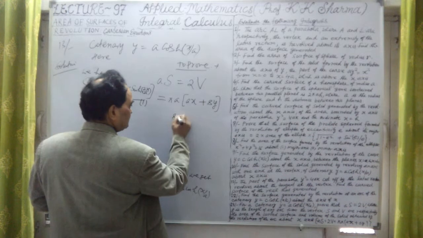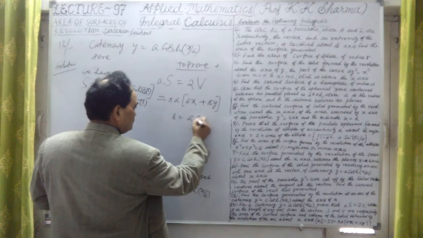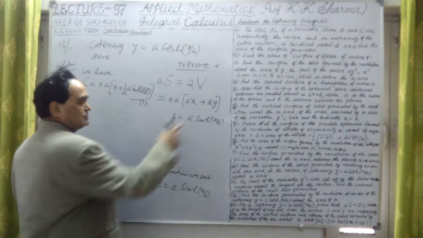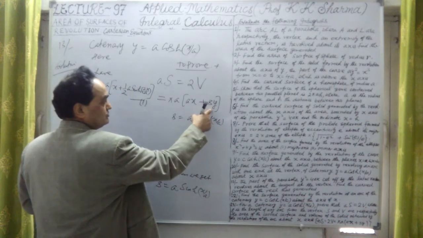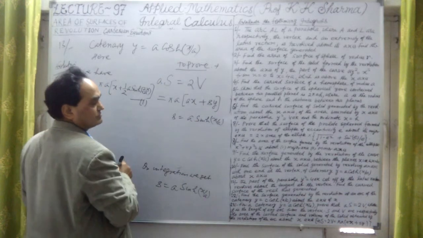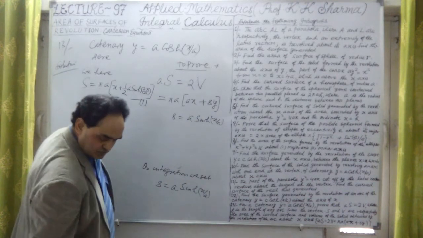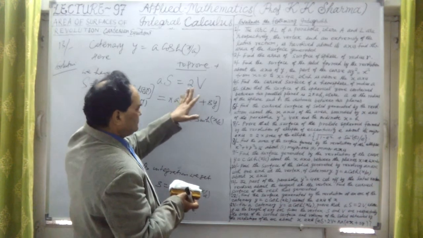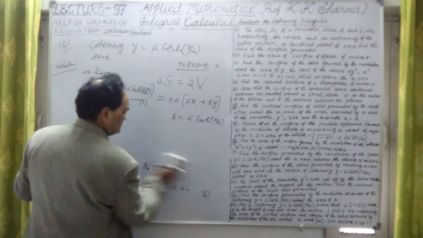So small s we have a into sine hyperbolic x upon a. Small s we will substitute here, y also we have to substitute here, that is y equals a cos hyperbolic x upon a. Let me substitute that value. First of all, this value, which is twice b, we will prove that this value is equal to this one.